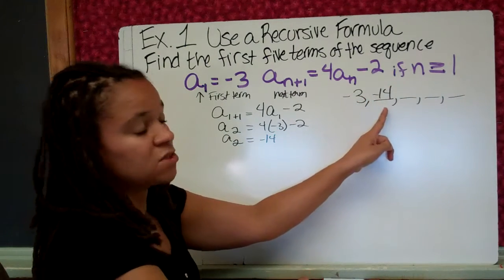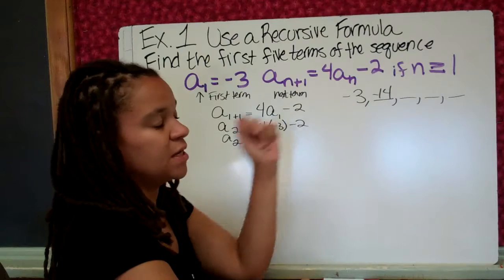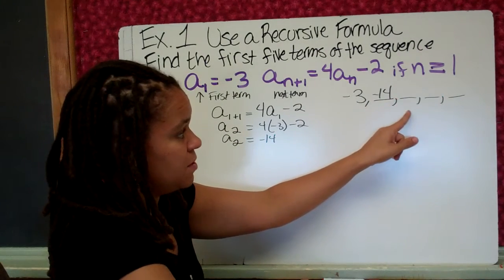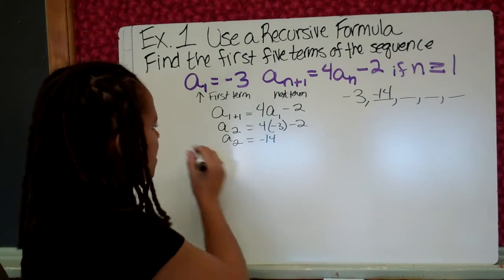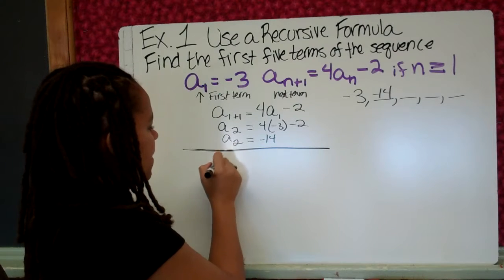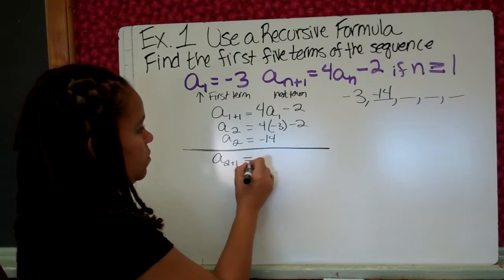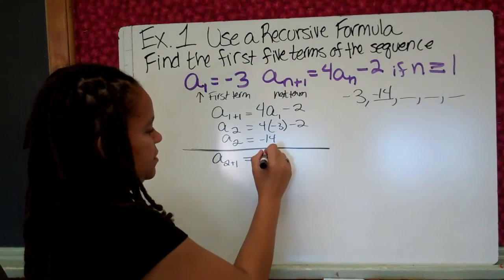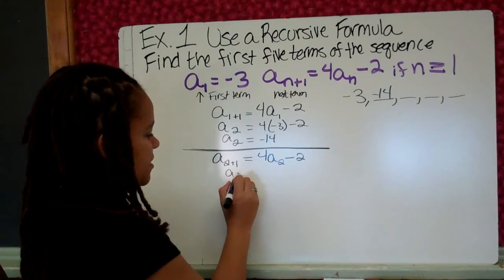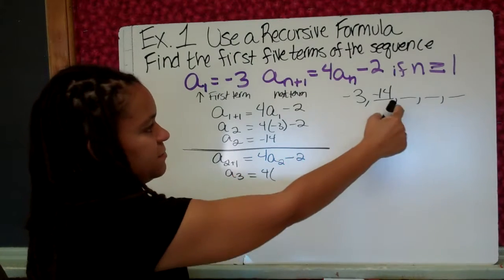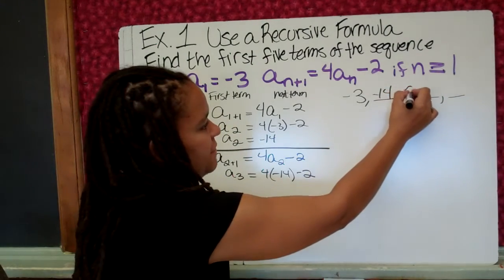So if you see, it's based on the term before. To find the second term, I took the first term, multiplied it by 4, and subtracted 2. So to find the next term, I take the term before, multiply by 4, subtract 2. Now let's find a sub 2 plus 1, because I want the next term. That's equal to 4 times a sub 2 minus 2. So a sub 3 is equal to 4 times a sub 2, which I already know, negative 14, minus 2. That's going to end up being negative 58.